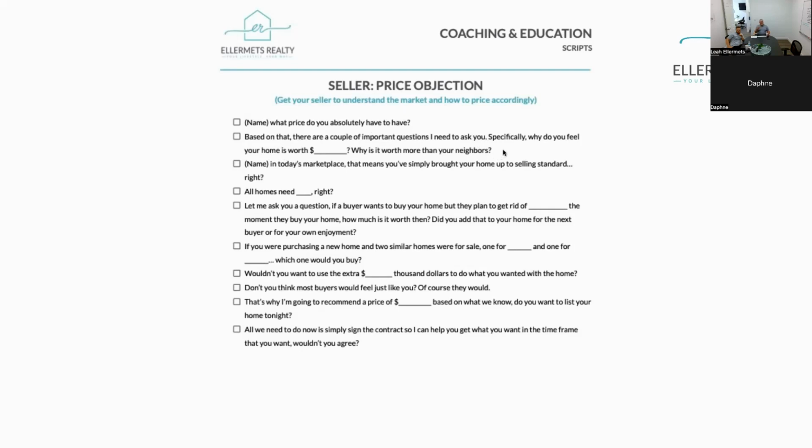Why do you feel your home is worth $90 million more than the home down the street? Why is it worth more than your neighbor's? Do you really think it's worth more than the one that has a 3-car garage and tile throughout when yours is a 2-car and carpet? Things to think about, and same square footage. And you use their name. That's why it says name. That's not your name. Use their name.